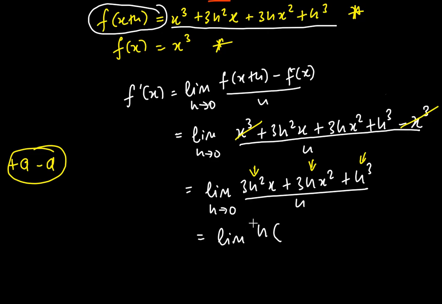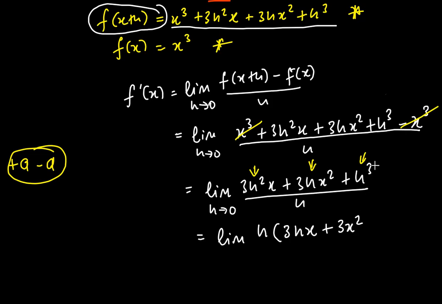I took one of them, so I'm going to be left with 3hx. I'm left with 1. Okay, I had two of them here. When I take out h, what am I left with? I'm left with 3x squared.